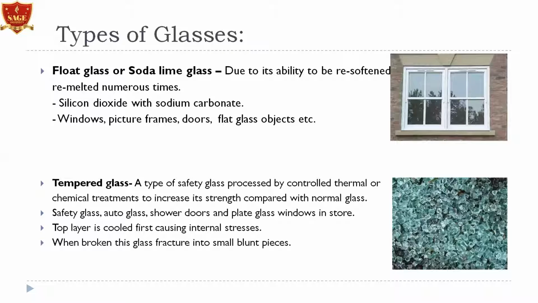Second is the tempered glass, a type of safety glass processed by controlled thermal or chemical treatments to increase its strength compared with normal glass. The top layer of this type of glass is cooled first, causing internal stress, so that when broken, the glass fracture is divided into small blunt pieces so that it may not hurt the viewer. Such type of glasses are used in safety glasses, auto glass, shower doors, and plate glass windows in stores.